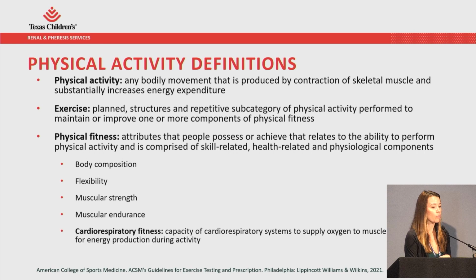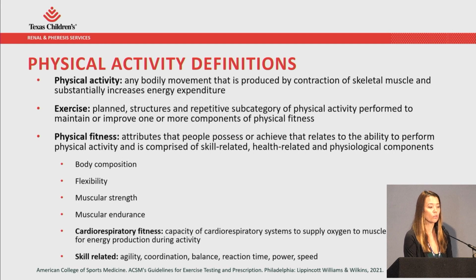There are 5 primary health-related physiological components, which are body composition, flexibility, muscular strength, muscular endurance, and cardiorespiratory fitness. I've highlighted this one because I think it's one of the most important: the capacity of the cardiorespiratory system to supply oxygen to muscle mitochondria for energy production during activity. And then you also have your skill-related fitness measures, which are agility, coordination, balance, reaction time, power, and speed. You'll see these more used in sports. Sometimes you'll see a little bit used in elderly care with falls, like coordination and balance.